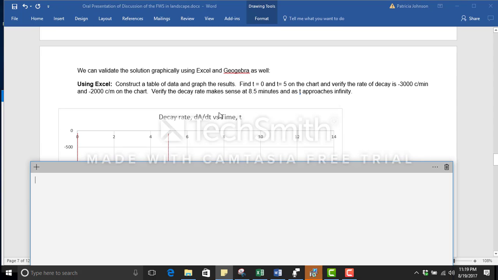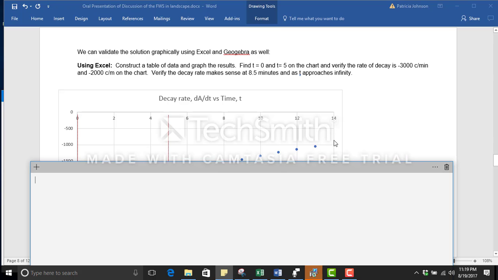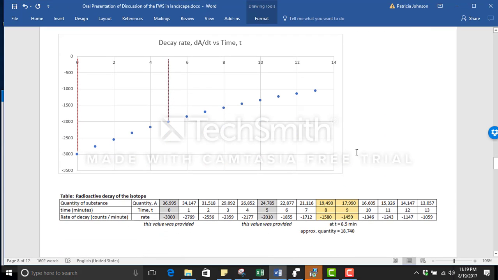We can also validate our answer graphically. I like using Excel. I create a table of values here based on the timeline from 0 minutes up to 13 minutes, but it could go to infinity. And I compute the rate of decay at these points in time, and I also compute the quantity of A at these points in time. Then I graph the time on the x-axis, the rate of decay on the y-axis, and I check for reasonableness.